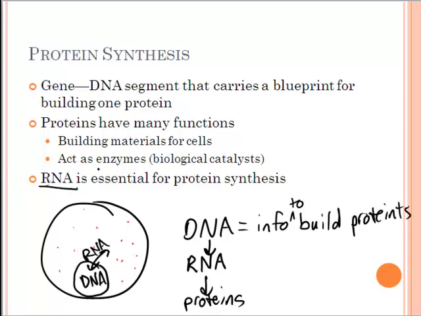Proteins can be enzymes, they can be cytoskeleton, we mentioned before. Skeleton is all made up of proteins. Antibodies are proteins. Carriers or channels in the plasma membrane, all of these things are proteins. Very important type of organic molecule. So let's look briefly at protein synthesis.